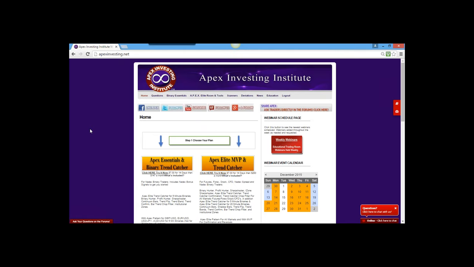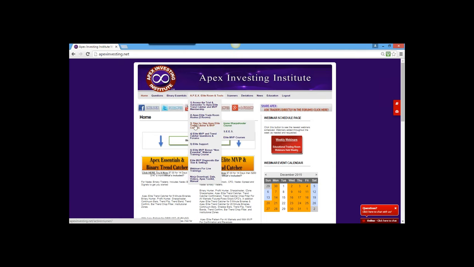Gotcha. So, William, the best strategy for spreads is what I just showed right there. Apex Elite Room, step number 3, iZone Sharpshooter course. That one right there. That is the one to use, okay? Yeah, that's the best one for spreads.